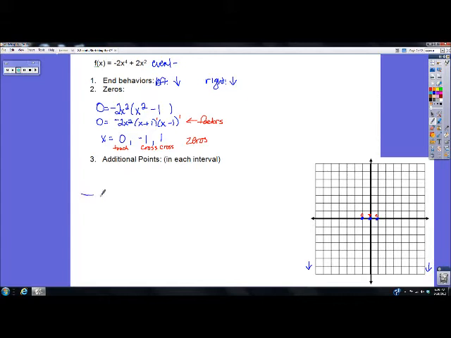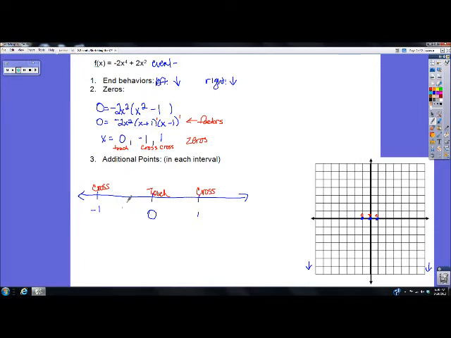Alright, let's draw a number line to find extra points in each interval. There's a 0, there's a 1, there's a negative 1. And I'm also going to write up here that this is going to be a touch. This will be a cross. And this will be a cross, just to kind of help you keep it all straight in your mind.